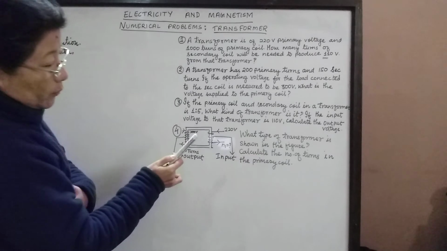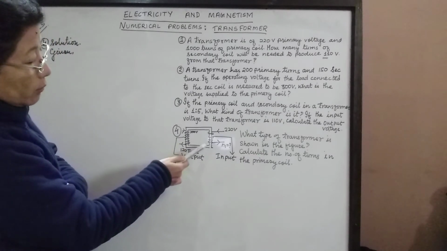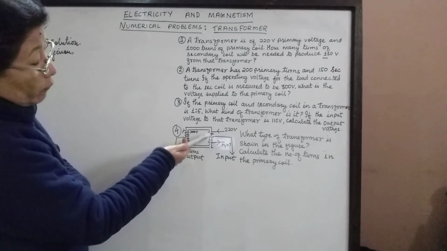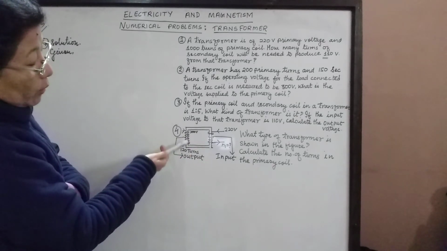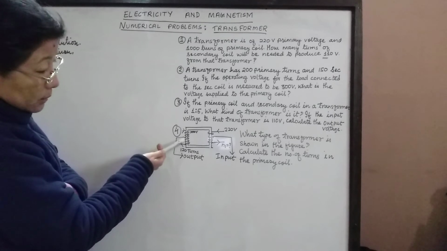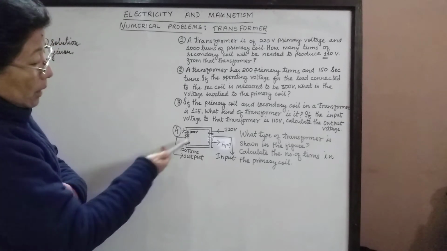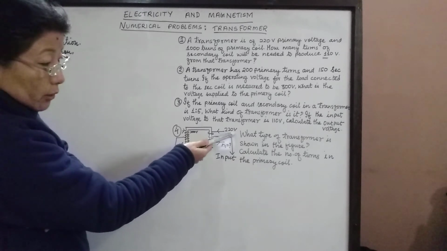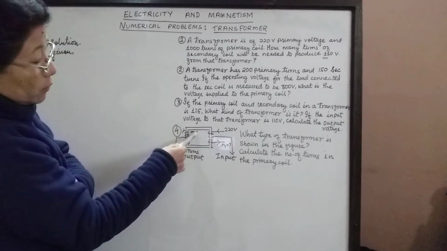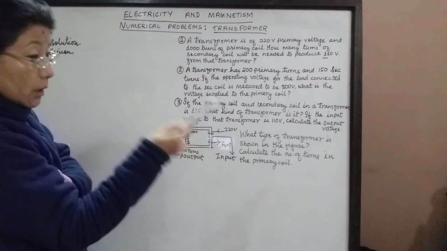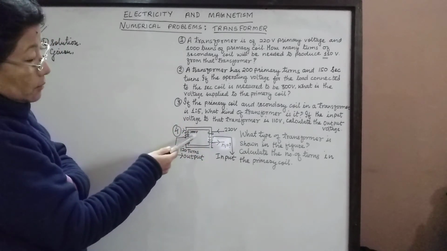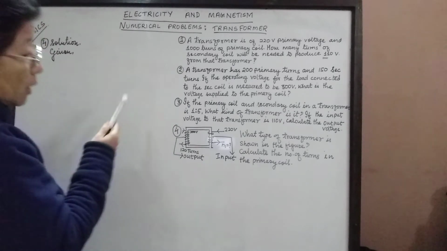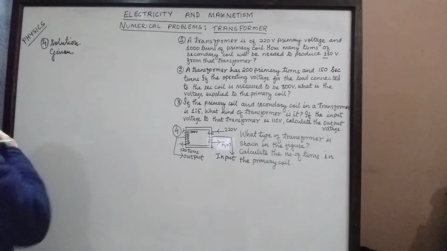What type of transformer is shown in the figure? From the diagram only we can make out. Less number of turns in the coil is over here, more number of turns is this side. So this is a step up. And from voltage also you can make out, primary voltage is 220 volt, whereas secondary voltage is 1000 volt. So voltage is increased. That is why it is a step up transformer. Now we'll see the solution.